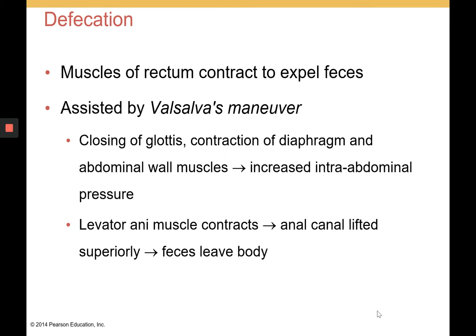The muscles of the rectum contract to expel feces, and they're assisted by Valsalva's maneuver. This includes closing the glottis, contracting the diaphragm and the abdominal wall muscles, and this increase in intra-abdominal pressure is able to help expel feces or force defecation. The levator ani muscle also is going to contract, and the anal canal will be lifted superiorly and allow feces to leave the body.